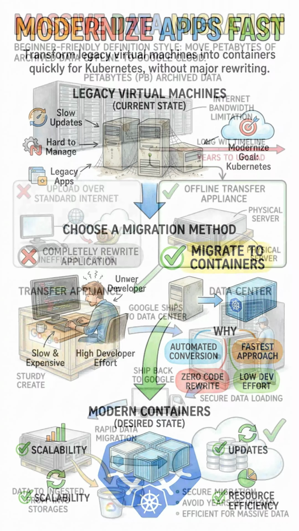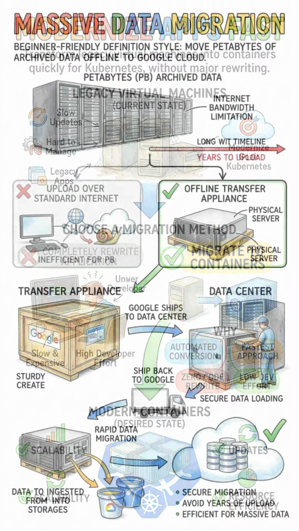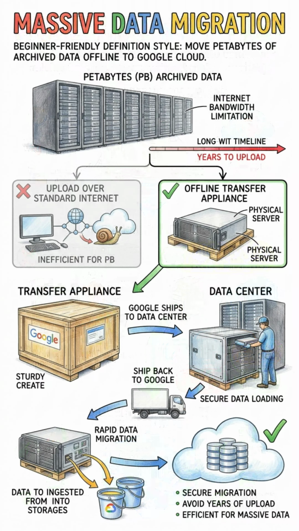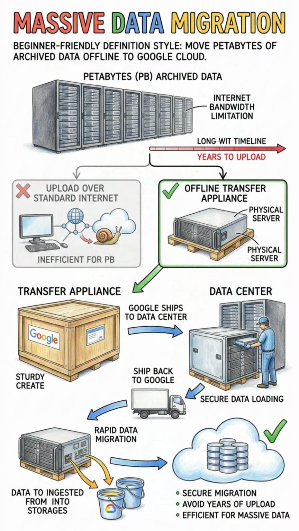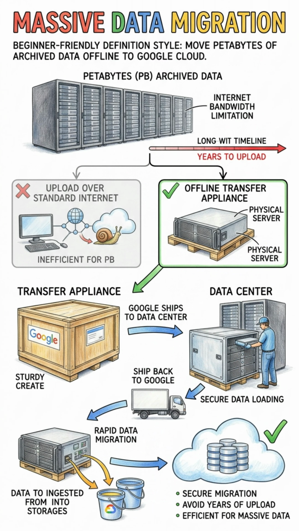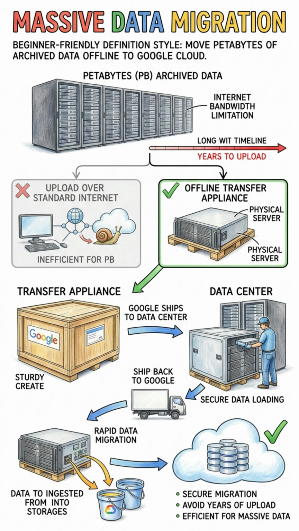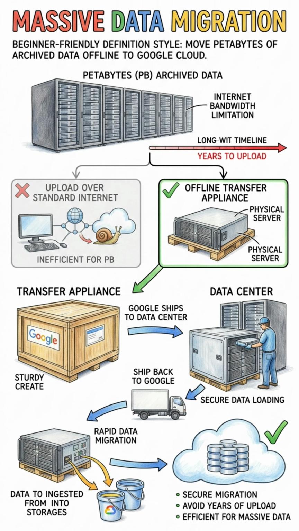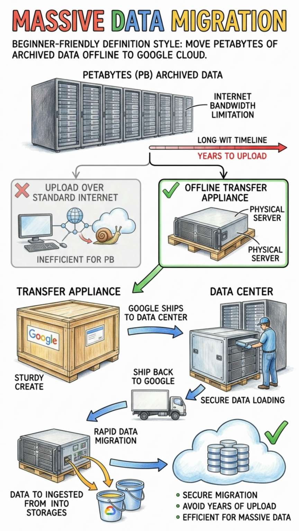Moving massive amounts of data into the cloud presents a unique logistical challenge governed by the limitations of internet bandwidth. If a company needs to move petabytes of archived data, uploading it over a standard internet connection could literally take years. For these massive offline migrations, you should recommend the Transfer Appliance, which is a physical, high-capacity server Google ships to your data center so you can securely load your data and ship it back.